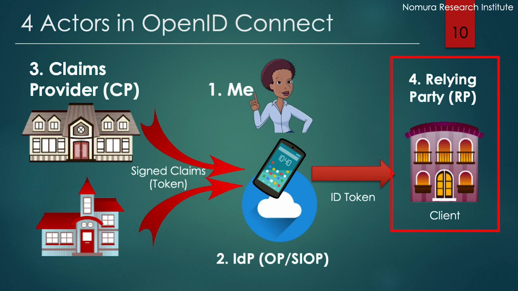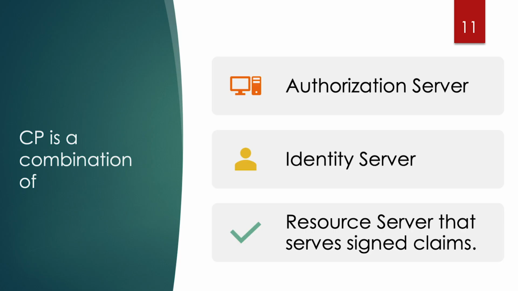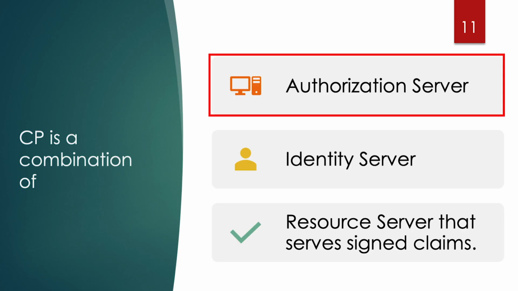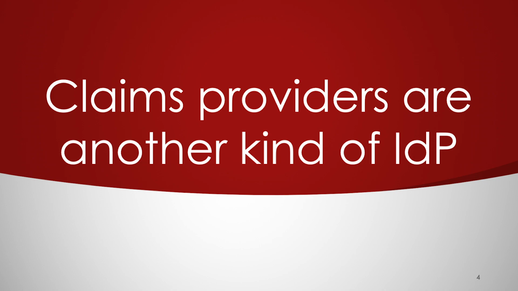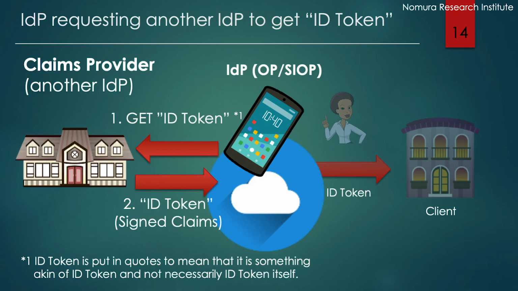That's the standard stuff. But you might not have heard about the Claims Provider. It's a less used part of the OpenID Connect specification. And the Claims Provider can provide signed claims to the IDP to be related to the relying party. It consists of 3 parts: authorization server, identity server, and the resource server or resource endpoint that can serve signed claims. It's actually another form of IDP, really. So an IDP requests another IDP to provide a sort of ID token and bring it back.